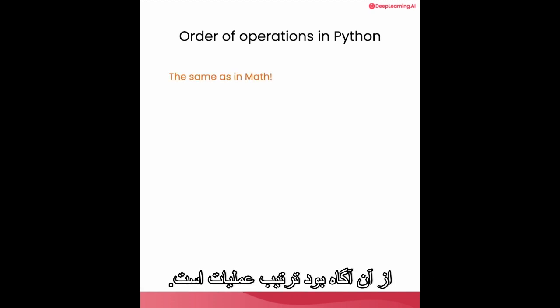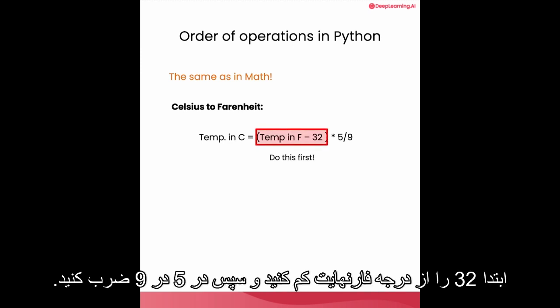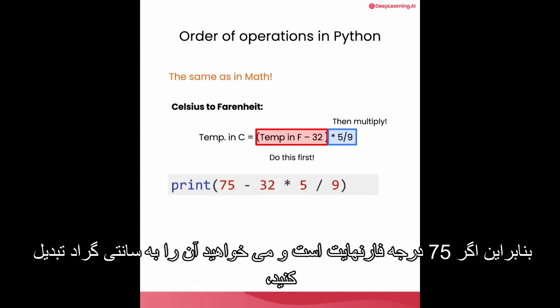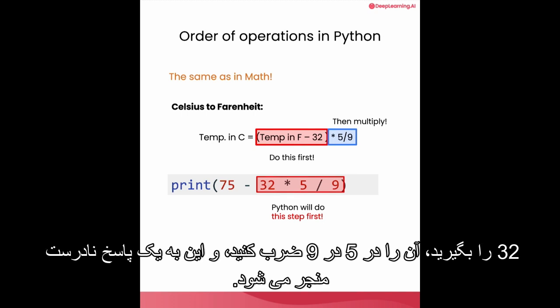Lastly, when manipulating numbers in Python, one thing to be aware of is the order of operations. If you are converting temperature from Fahrenheit to Celsius, then you have to first subtract 32 from the temperature in Fahrenheit and then multiply by 5/9. So if it's 75 degrees Fahrenheit and you want to convert it to Celsius, if you were to write this code, then Python will do this first. It'll first take 32, multiply by 5/9, and this will result in an incorrect answer.